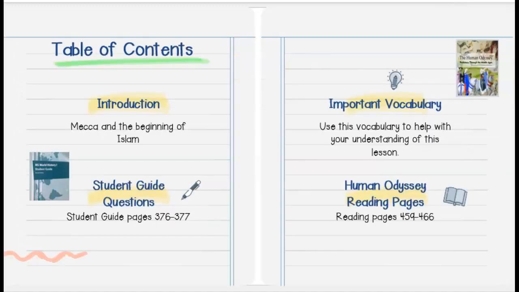Introduction, Mecca and the beginning of Islam. Student guide questions, pages 376 to 377. And I will note you will need an extra piece of paper. There is not much room to write on the questions today. We'll go over a few important vocabulary words to help with the understanding of this lesson. And then, as always, please remember to complete your reading pages 459 to 466 in your Human Odyssey book to complete everything for this lesson.